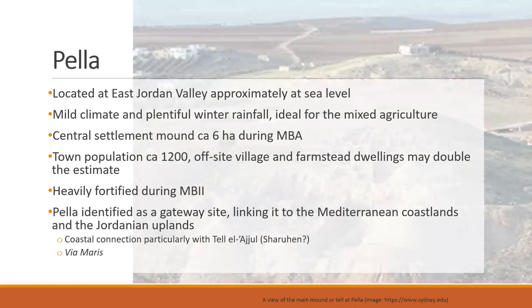During the Middle Bronze Age, Pella has been called a gateway settlement, linking the Mediterranean coastlands and the Jordanian uplands. The size of Pella is within the mid-range of Middle Bronze Age sites, but the heavy fortifications and the luxury items found in tombs at the site suggest it had at least some significance in the Middle Bronze Age trade network. Pella's most notable artifactual similarities are shared with the coastal town of Tel El Ajul, which is also among the many sites speculated to have been Sharuhen, the last Hyksos stronghold.